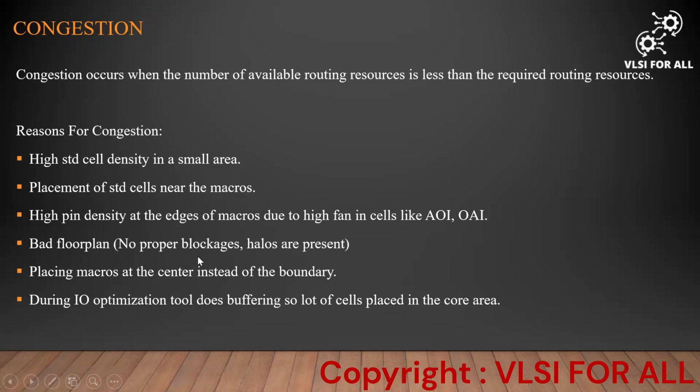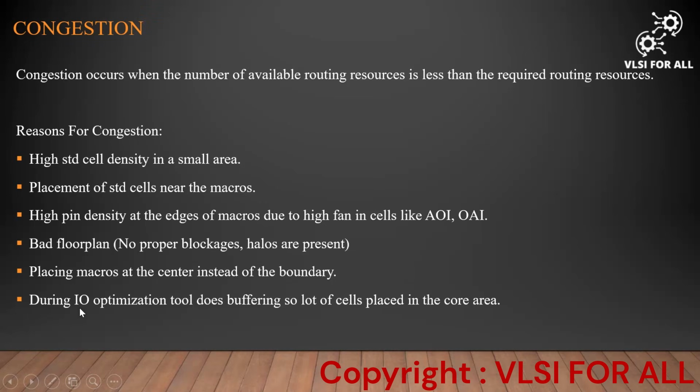Another one is a bad floor plan, which means we are not placing macros properly, or no proper blockages have been given, or halos are not provided properly. It will also cause congestion. The next one is placing macros at the center instead of the boundary. As we discussed earlier, if we place macros around the boundary, nothing will happen. If we place them in the center, it will cause congestion.